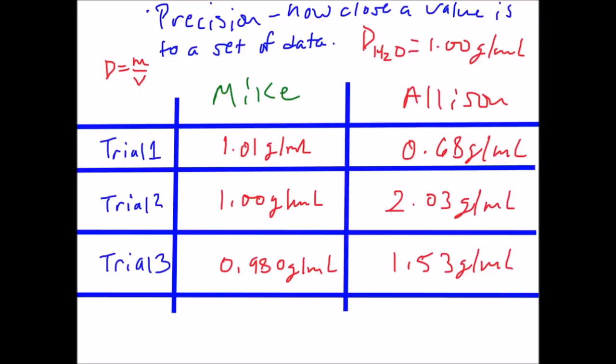Let's go look at Mike's data again. If you'll notice, he's got 1.01, 1.00, and 0.980. All three of those trials are very close to each other. Okay? 1.01 is really close to 1. And 1 and 1.01 are really close to 0.98. Okay, so all three of his sets of data are extremely close to each other. That means that Mike was very precise when he did his experiment.